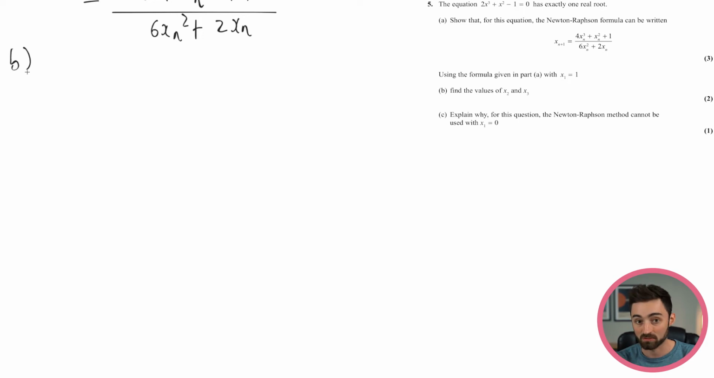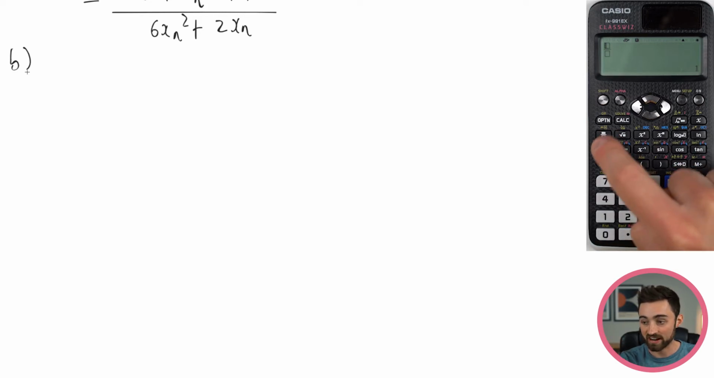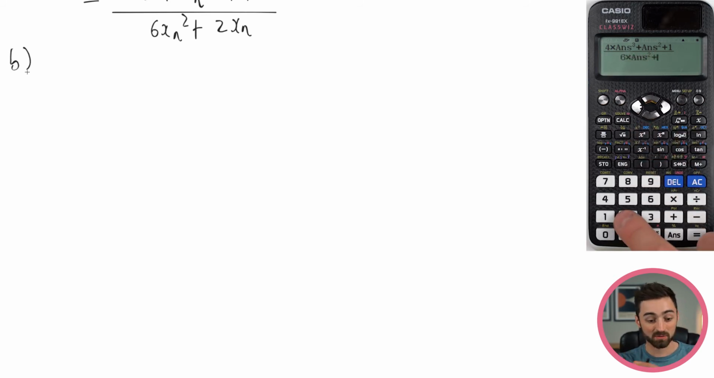Something that I like to do a lot with recurrence relations and iterations is the following. My first x value that I'm going to put in, so in this case x1 is 1, I'm going to put it in my calculator and just press equals. I've now stored 1 as the answer, the ANS, on my calculator. I'm now going to type this formula in, but instead of xn, or 1, I'm just going to write ANS. So I'm going to write 4 times ANS cubed plus ANS squared plus 1, all divided by 6 times ANS squared plus 2 times ANS. In this case, it's going to work because ANS is currently stored as 1, so that gets me my x2. I'm going to press equals, and that gets me 3 over 4.